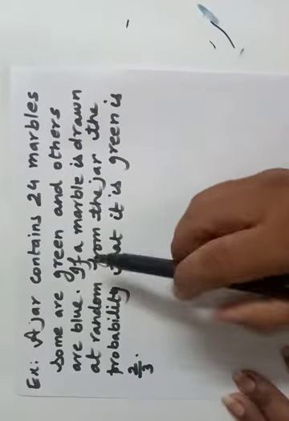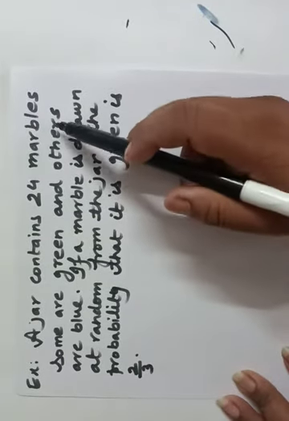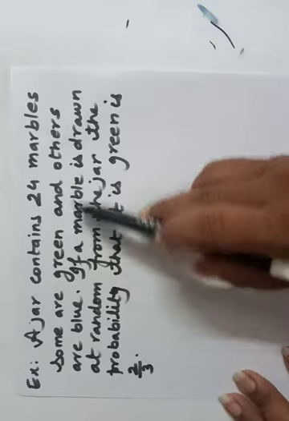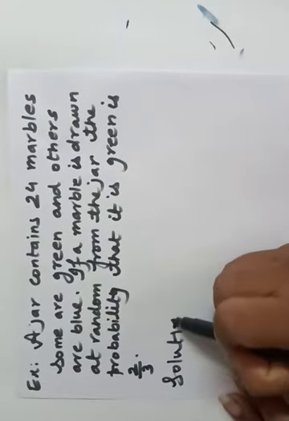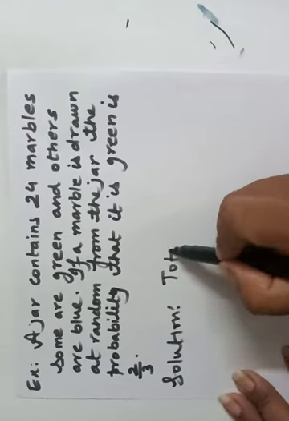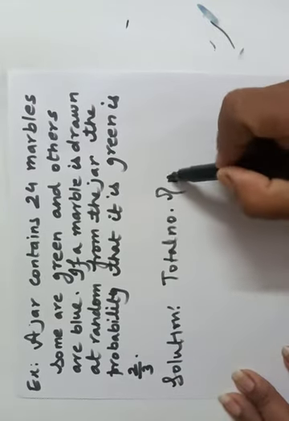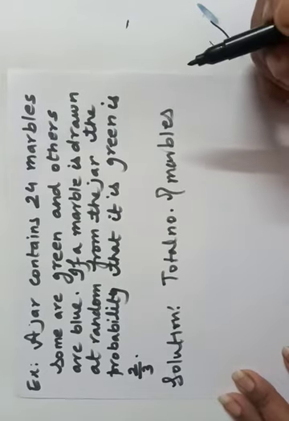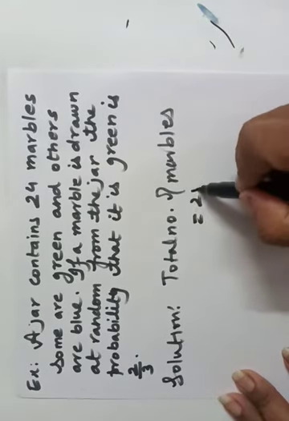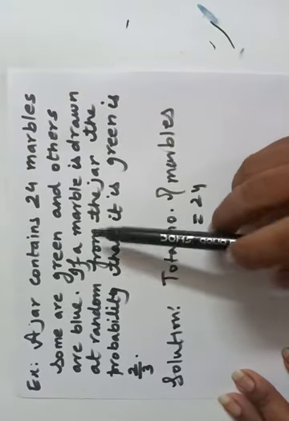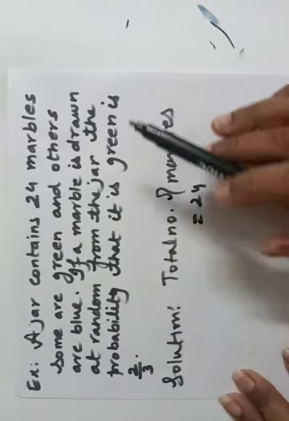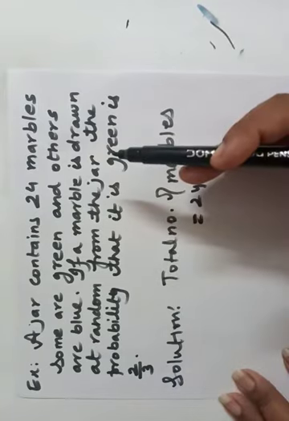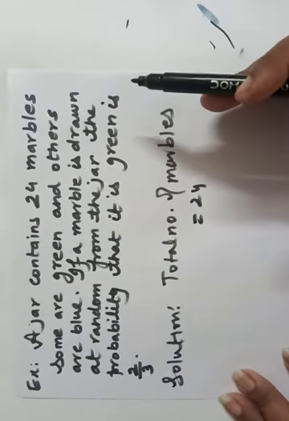Now let's take another example. A jar contains 24 marbles. Some are green and others are blue. Again, total number of marbles in a jar are 24. If some are green and others are blue, it means we don't know how many green balls there are and how many blue balls there are.